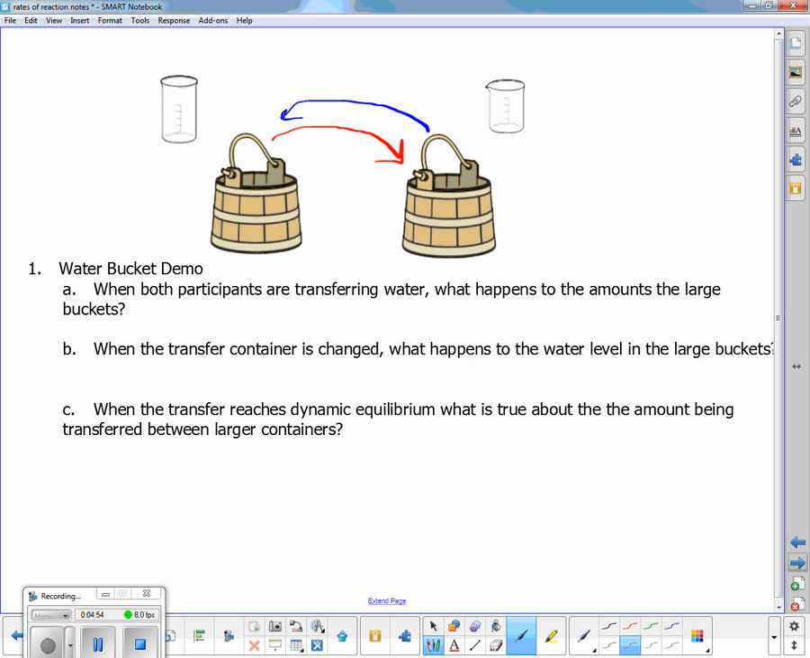The first one, our beaker sizes were the same, and it didn't matter which side of the buckets here was big. We'd end up at the same. Here, when I changed the beaker sizes that were moving the water, I don't really want to say large bucket here, it would have been large beaker. On the large beaker side, the water got lower. On the small beaker side, it got higher, right? Okay, when the transfer reaches dynamic equilibrium, what's true about the amount being transferred? We just did this. They're equal, okay?